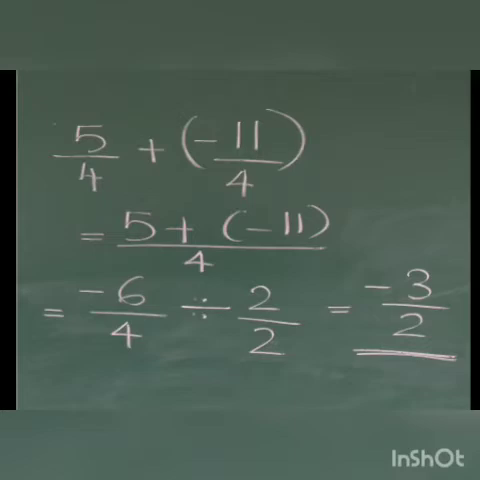If the numerator and denominator have anything in common, you have to cancel it and make it into the simplest form. 6 and 4 have the common factor 2. So, when I divided, what am I getting? Negative 3 by 2.